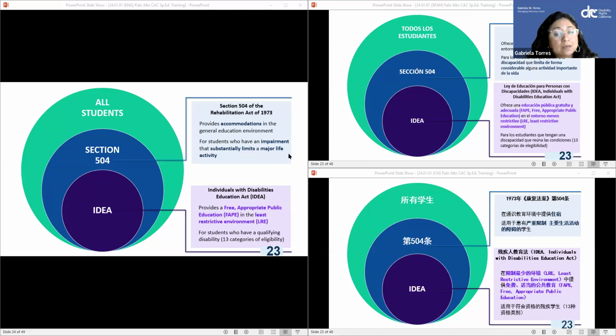The IDEA provides for a free and appropriate public education in the least restrictive environment. And for that, you do have to have one of the 13 eligibility categories. But you get services, supports, accommodations within either the general education classroom, a special day class, or other types of environments as well. So it's more specific as well.